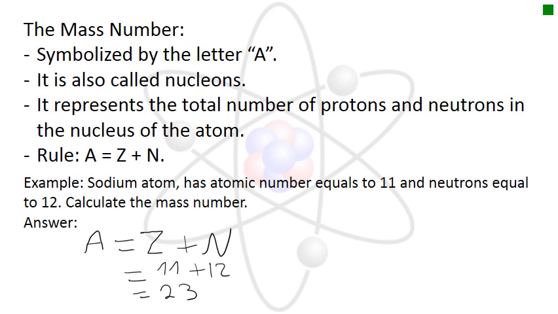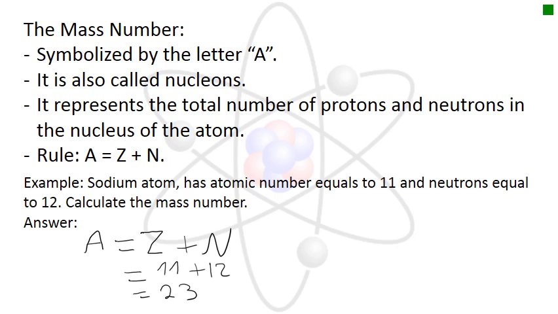The mass number is symbolized with the letter A. A is for the mass number. It is also called nucleons. So we can say mass number or nucleons. It represents the total number of protons and neutrons in the nucleus of the atom. The rule is A, mass number, equals Z, protons, plus N, neutrons.